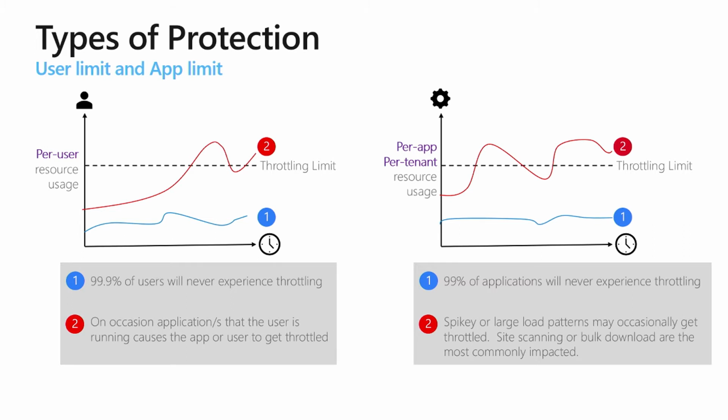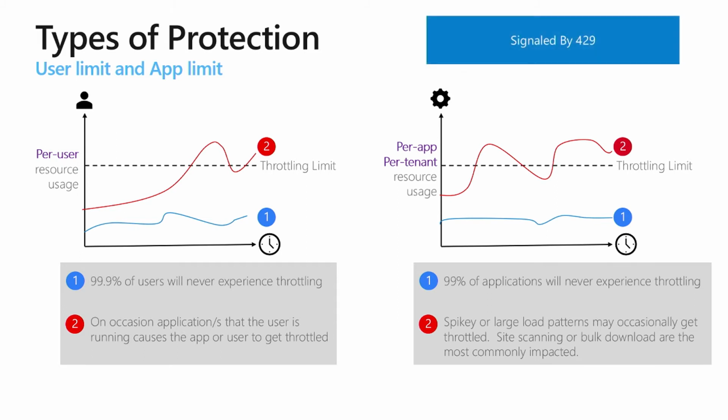I'll also note that these limits apply to all applications, Microsoft's own, as well as applications that third parties develop. So we have quite a bit of experience with running inside of these overarching limits, and they apply to all applications. When you do get limited, you'll get a 429 message back from your request.